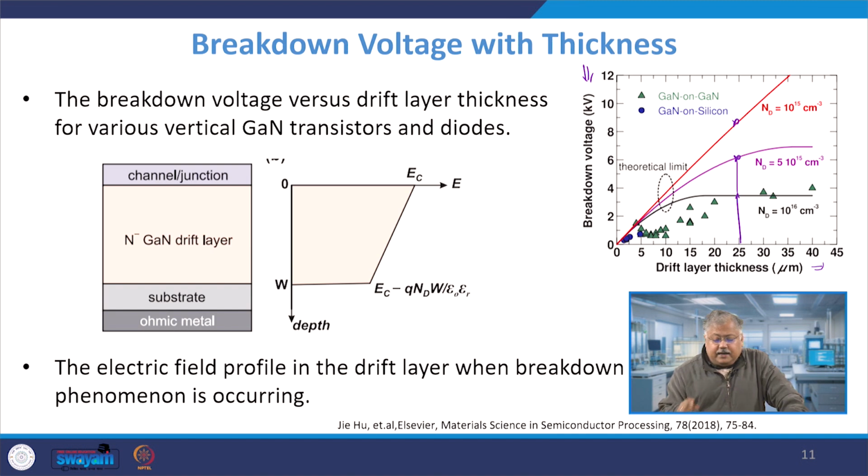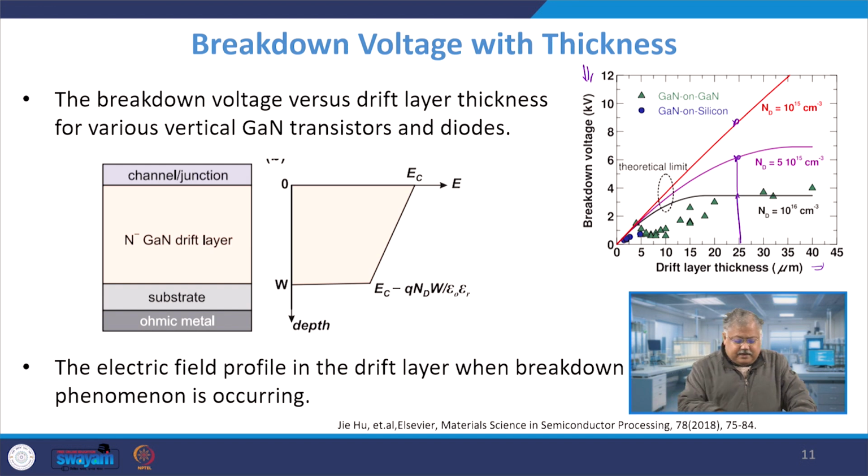Now, if you look at the triangle one, it's GaN on GaN, which means that your substrate is gallium nitride and the active layer is also gallium nitride, whereas the circle one is GaN on silicon, which is basically GaN as the active layer and silicon as the passive layer across which you are making the GaN. So silicon is basically the substrate layer. As you can see here, the triangle ones can actually handle much larger breakdown voltages, which means that gallium nitride can handle much larger breakdown voltages compared to that of silicon.